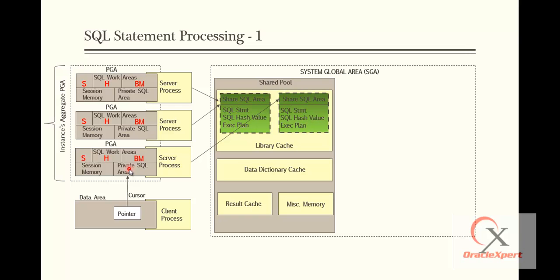The client process indicated here, I think I should better use a highlighting laser pointer. So this is my client process, and this is the memory of my client process in the gray rectangle, and there exists a pointer which is called a cursor, which exactly points to the private SQL area, which is the memory allocated from within the PGA of my server process for me, since I am talking about a dedicated server configuration. So this pointer points to this area, which is exactly what is termed a cursor.